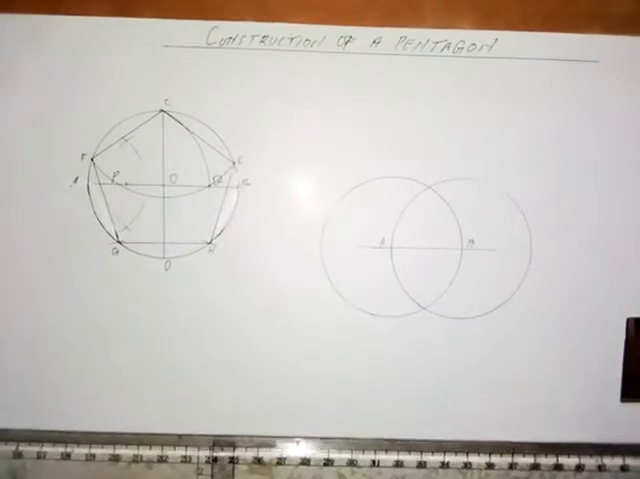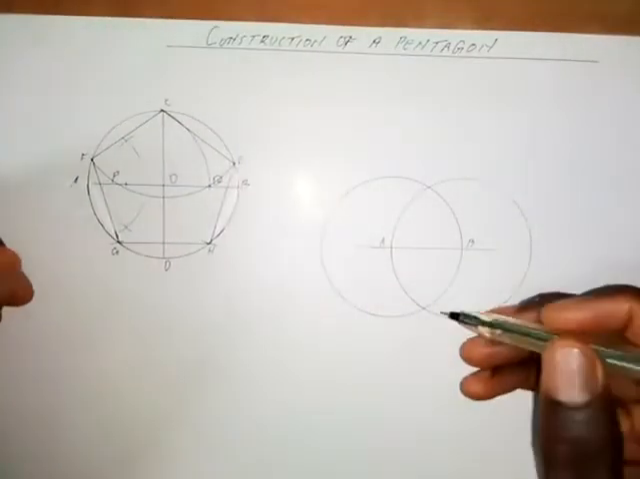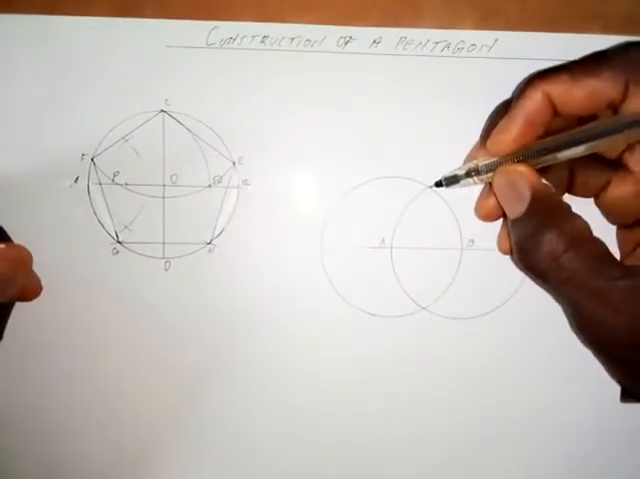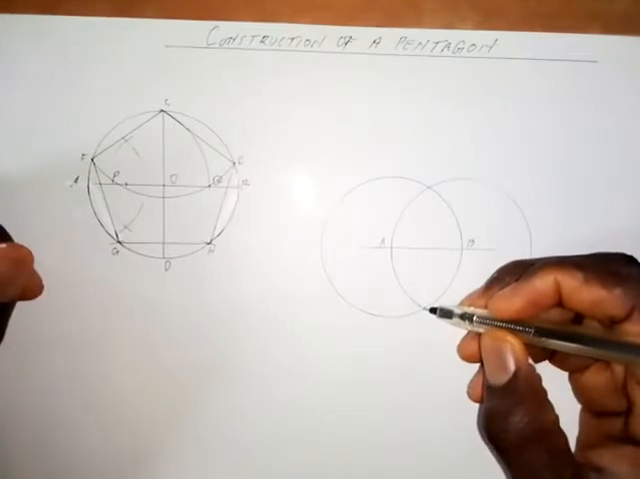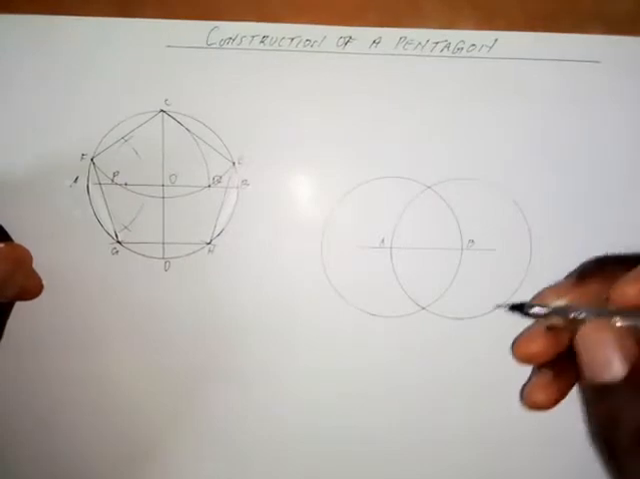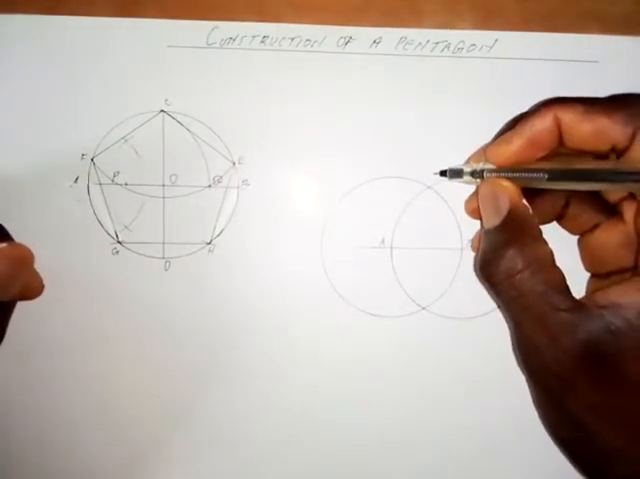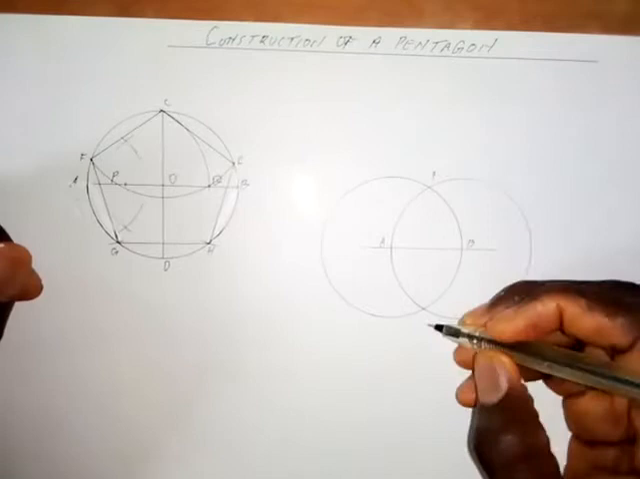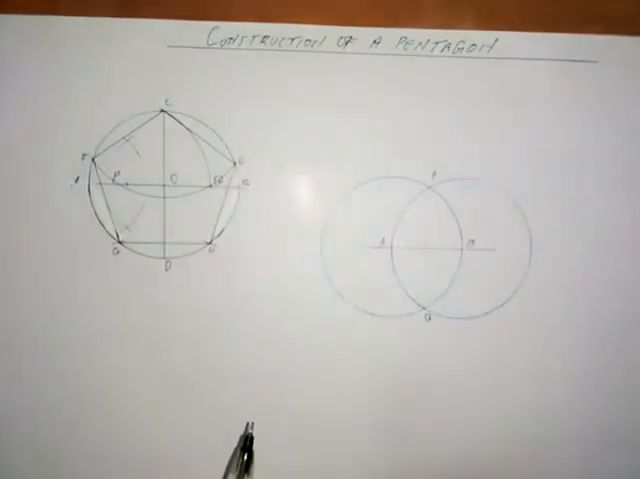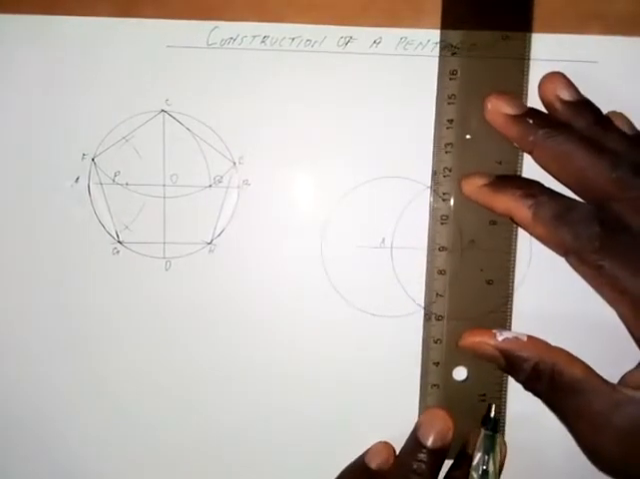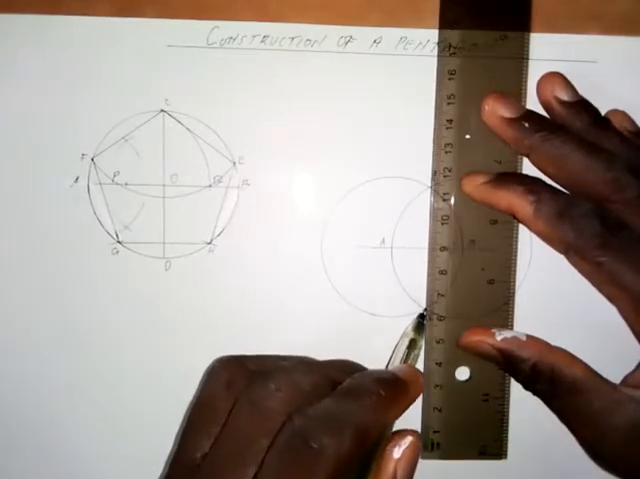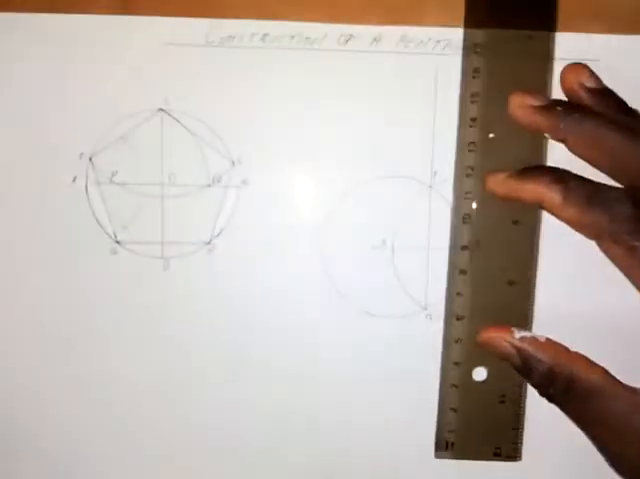Okay, so the next thing is, where the circles meet each other are this point and this point. This point is point P, while this point is point Q. With your ruler, join PQ together with a straight line and let it go out like this.